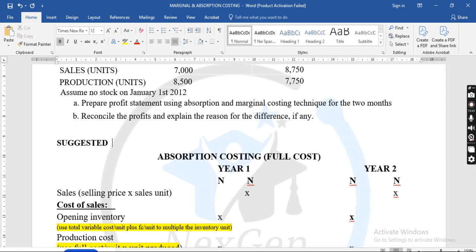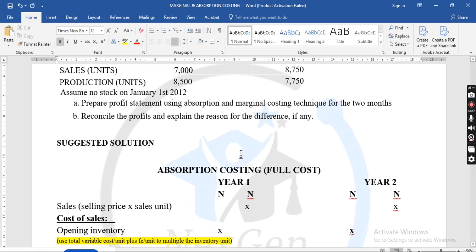Suggested solution, right? So what is the name of this company? Next Gen Professional Associates. The question says prepare profit statement using absorption and marginal costing technique for the 2 months. So we'll change it to 2 months, which is January as well as February, right? So anywhere we stop, you can continue from there, please.